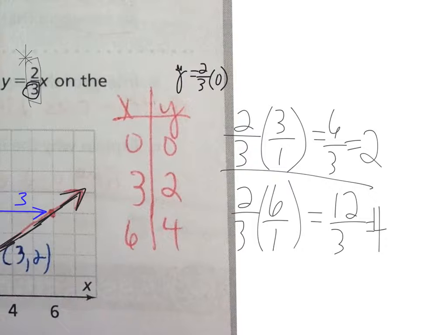So if we put a 6 in place of x, 2/3 times 6, that would be 12/3. 12 divided by 3 is 4, so that's how we can get that (6, 4).